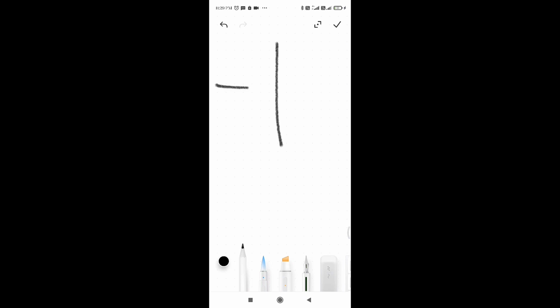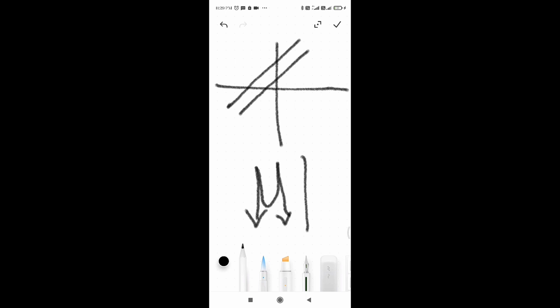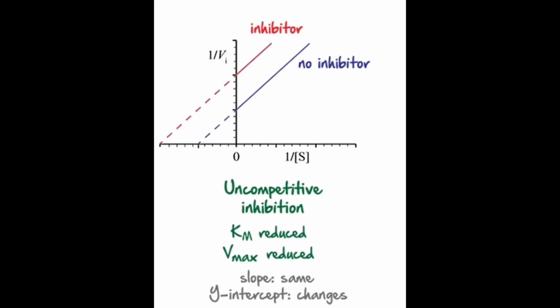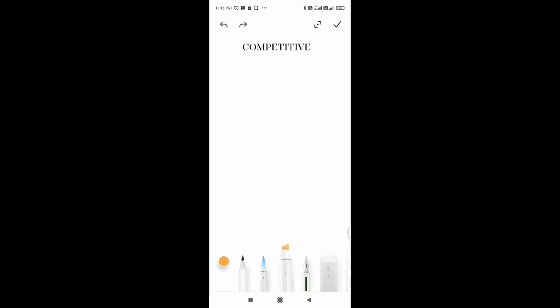In the graph also, both lines will not intersect each other and will go parallel to each other, just like the lines that are going parallel in U. Here you can see the Lineweaver-Burk plot for uncompetitive inhibition.